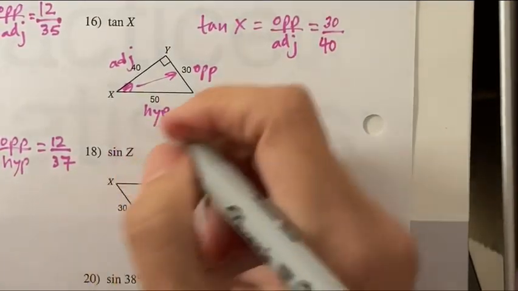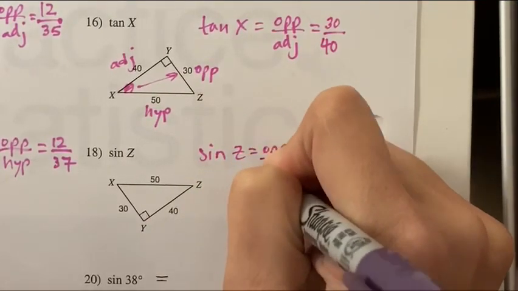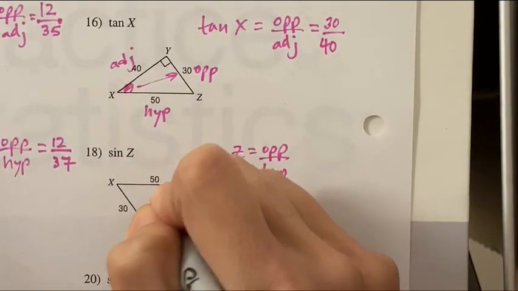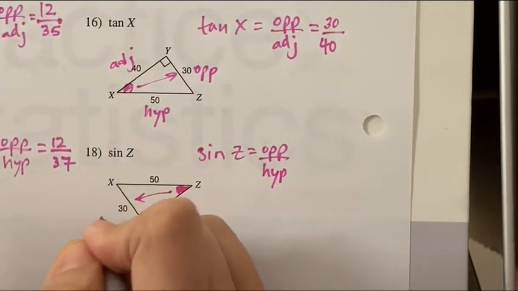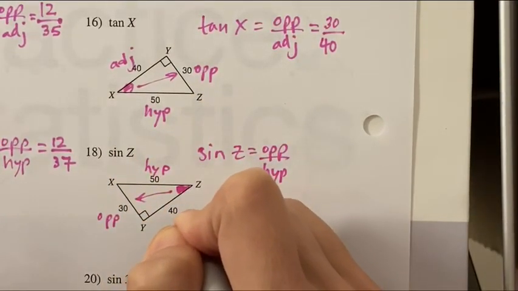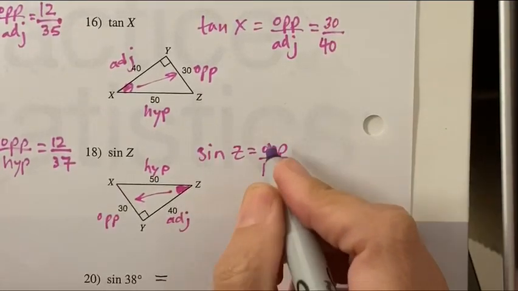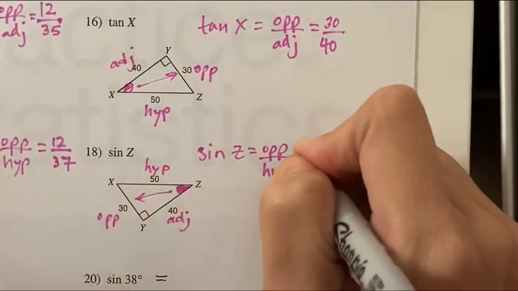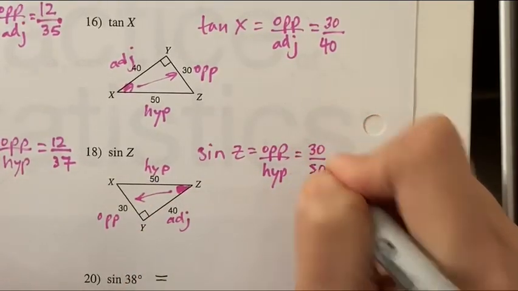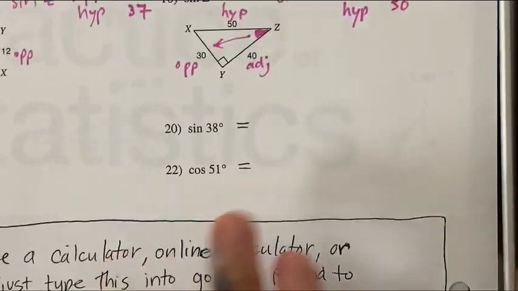All right, sine of z. So the sine of z is the ratio opposite over hypotenuse. All right, so let's find angle z. And relative to that angle, this would be opposite, hypotenuse, and this would be my adjacent side. Okay, now let's look at my ratio I need. I need the opposite side, 30, and my hypotenuse, 50.